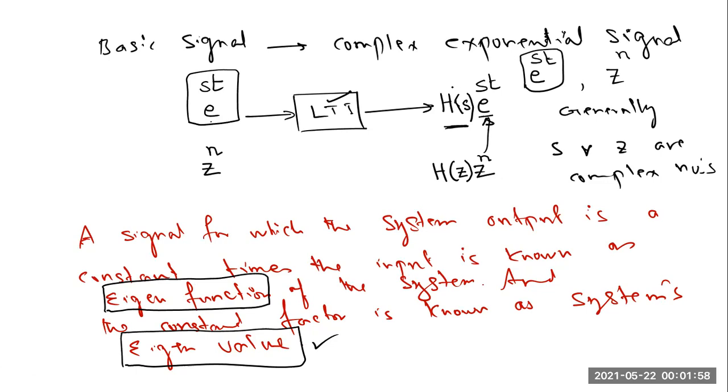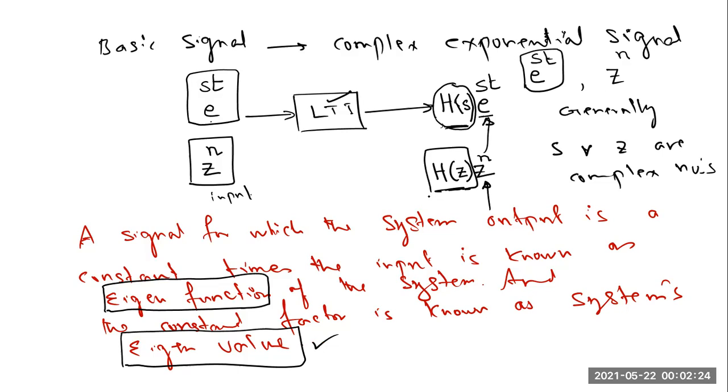So it means this thing is eigenvalue. And from discrete system point of view, this is eigenfunction. Why is it eigenfunction? Because when I apply this signal as input to LTI system, I get the same signal as output multiplied with some constant factor. And this constant factor will be then called as eigenvalue.